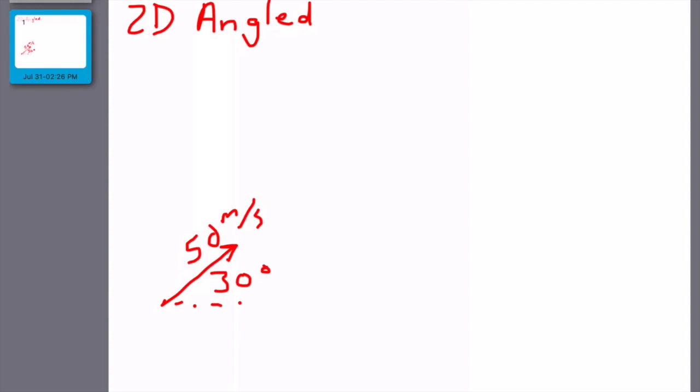Okay, I want to talk about two-dimensional angled takeoff problems. In this circumstance, I've got something, I don't know, throwing a ball, 50 meters per second at an angle of 30 degrees. And let's first visualize what's happening. This ball is going to go up and it's going to come down.